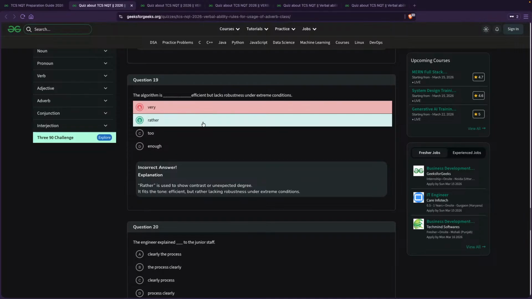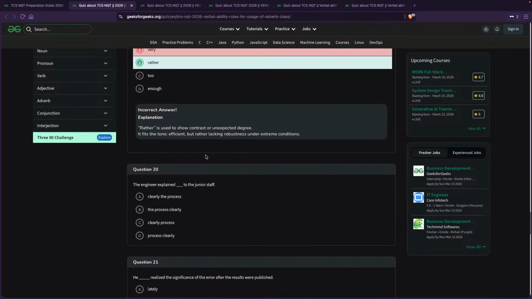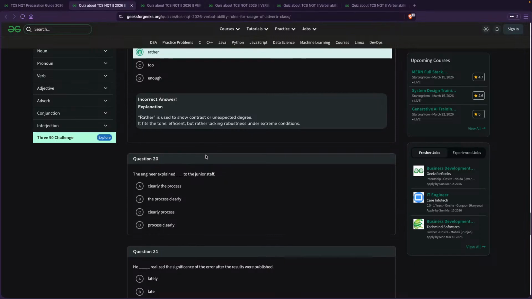No, rather is used to show contrast or unexpected degrees. Okay, if it fits the tone, efficient but rather lacking robustness under industrial conditions.